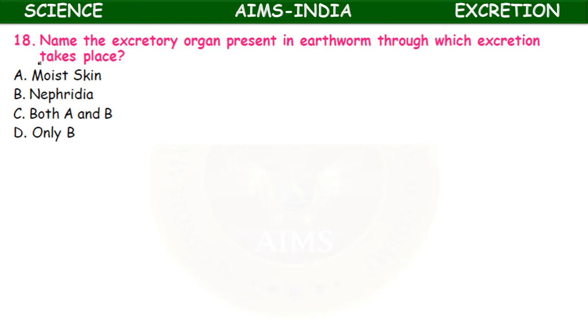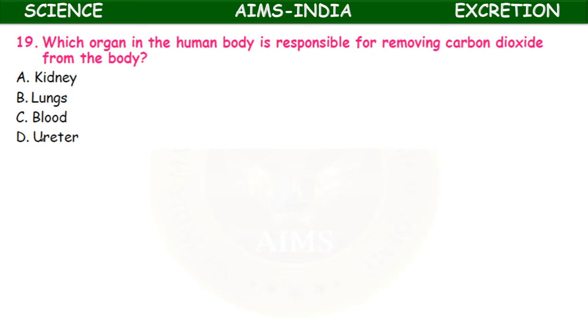Name the excretory organ present in the earthworm through which excretion takes place. Moist skin, nephridia, both A and B, or only B. The excretory organ present in earthworm through which excretion takes place is nephridia. Okay, only B. Which organ in the human body is responsible for removing carbon dioxide from the body? Kidney, lungs, blood, urea. It is the lungs.